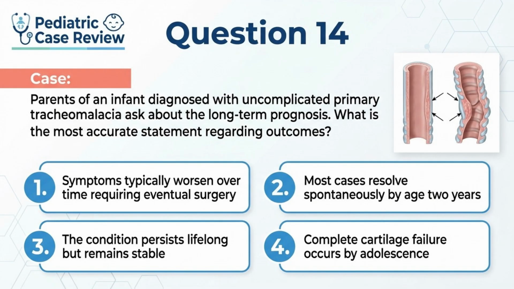Case number 14. Parents of an infant diagnosed with uncomplicated primary tracheomalacia ask about the long-term prognosis. What is the most accurate statement regarding outcomes? Option 1. Symptoms typically worsen over time requiring surgery. Option 2. Most cases resolve spontaneously by age 2 years. Option 3. The condition persists lifelong but remains stable. Option 4. Complete cartilage failure occurs by adolescence.